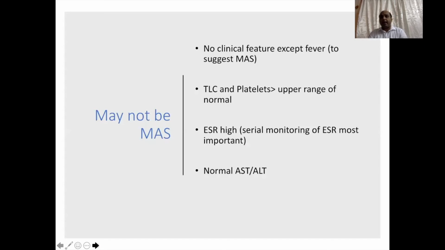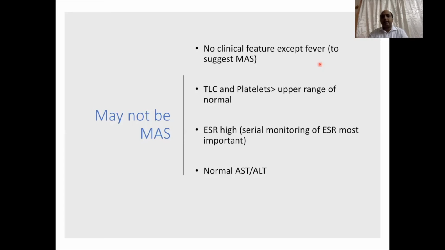And there may be no clinical feature except fever. Only the patient has fever, but the laboratory features show a normal CRP level. In macrophage activation syndrome patients, they invariably have elevated CRP levels. So with only fever, don't think of macrophage activation syndrome. And TLC or platelet count above the upper limit of range. I told you, in macrophage activation syndrome they will have cytopenias like leukopenia and thrombocytopenia.